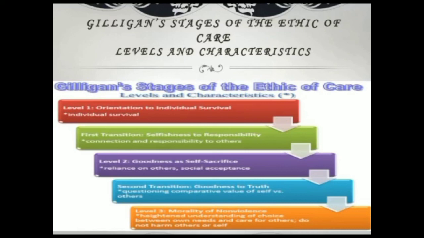Level 1, orientation to individual survival. The first transition is from selfishness to responsibility, connection and responsibility to others. Level 2, goodness as self-sacrifice, reliance on others, social acceptance. Second transition, goodness to truth, questioning the comparative value of self versus others. Level 3 of Gilligan's stages of the ethics of care is the morality of nonviolence, a heightened understanding of the choice between one's own needs and care for others. Do not harm others or self. So that will be all. Thank you.